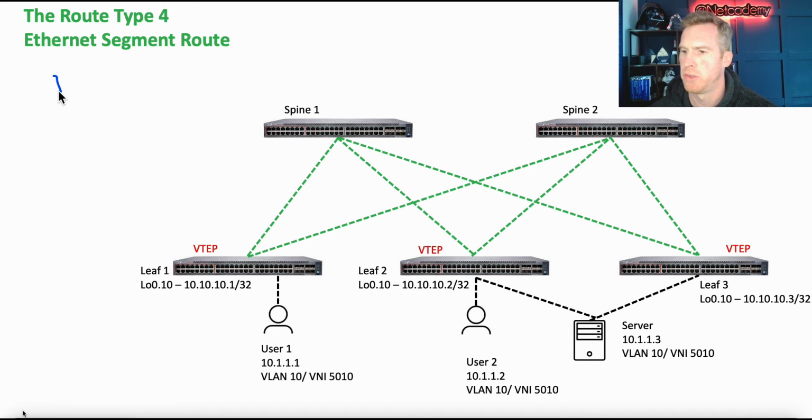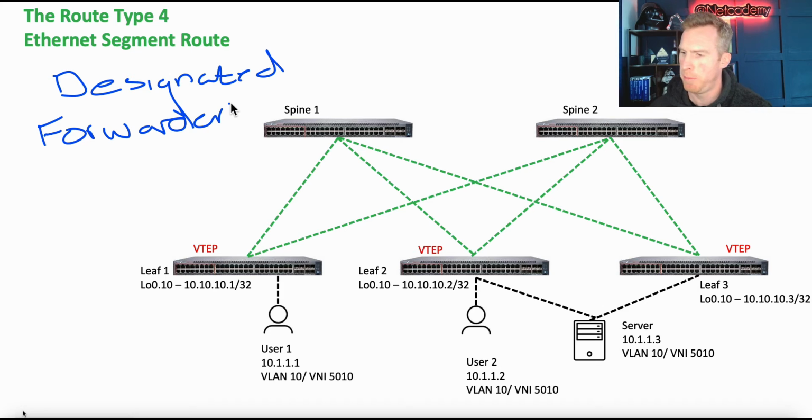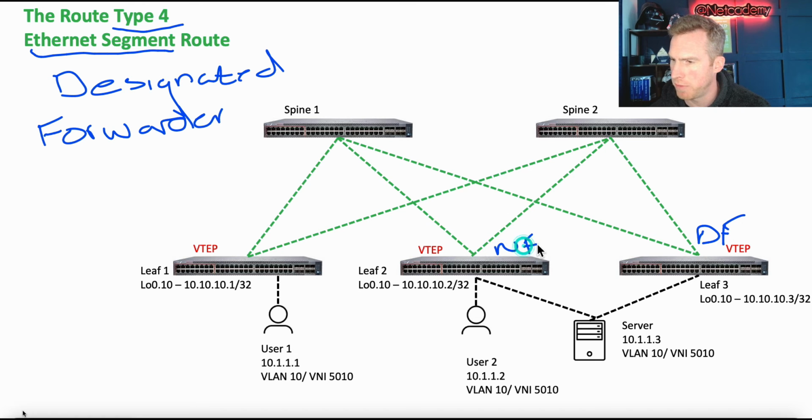And this is where the concept of the designated forwarder comes into it, because what will happen via this type 4, type 4 is all about electing a designated forwarder for an Ethernet segment at the end of the day. It's all about Ethernet segments. We are going to elect one of these as a designated forwarder, and the other leaf, the other VTEP that is connected to that same multi-homed device, will be a non-designated forwarder. So I'm just going to put NF here.